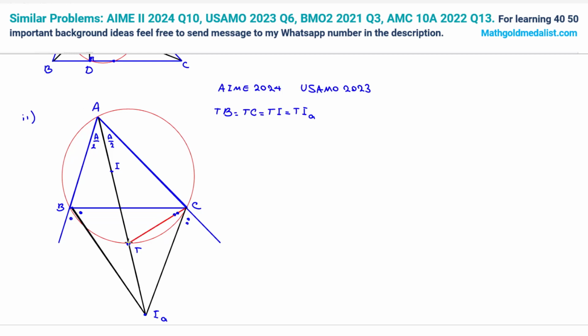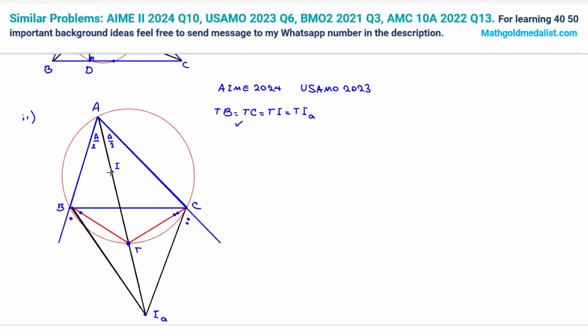First, we can say TB is equal to TC. Why? Because it is the angle bisector, so it is A over 2, A over 2. This arc is A, inscribed angle, this arc is A. So these two arcs are equal, so corresponding chords also are equal. So TB is equal to TC.